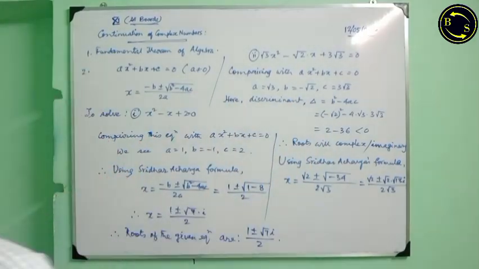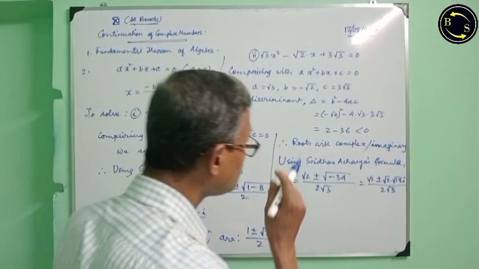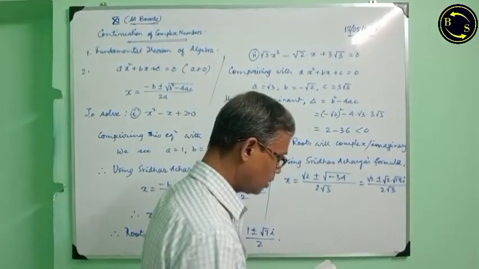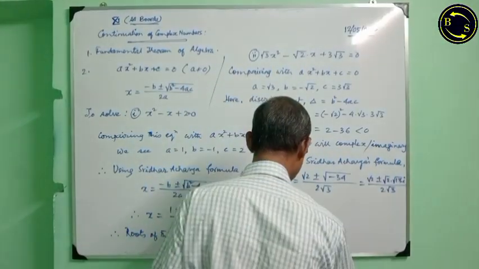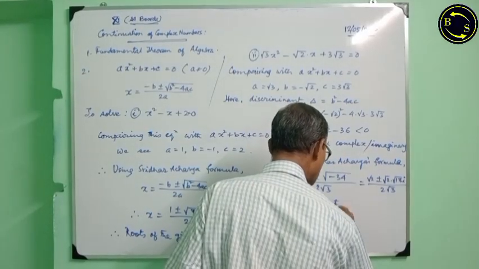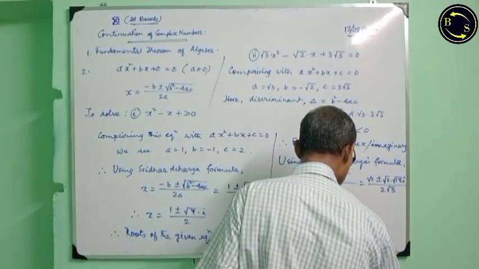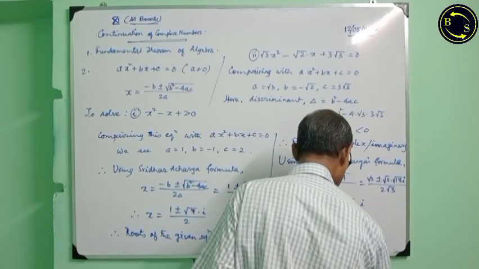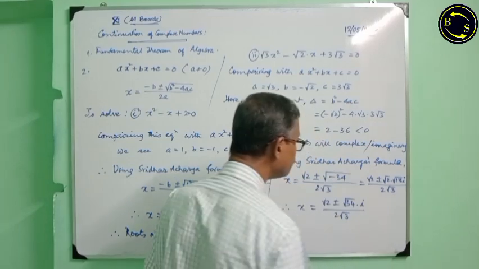We can cancel root 2, but no need. In that case, we will get root 2 at the denominator. Therefore, we keep this form intact. Root 2 plus minus root 34 into i divided by 2 root 3.